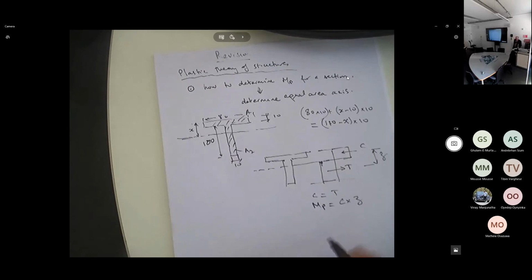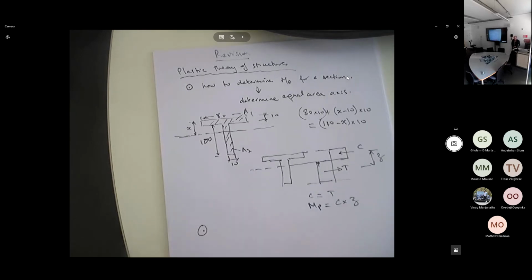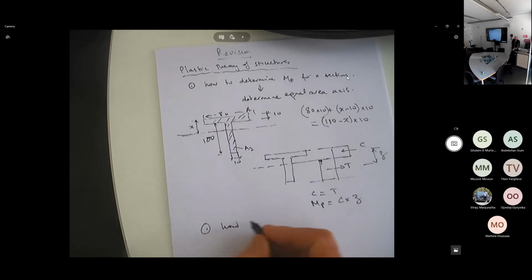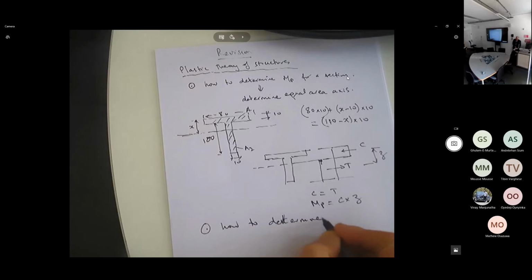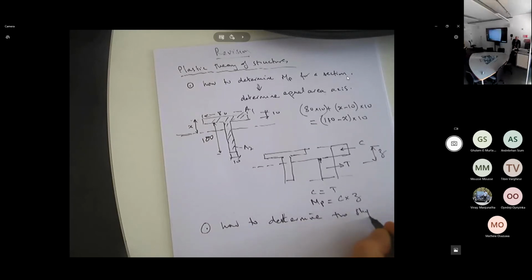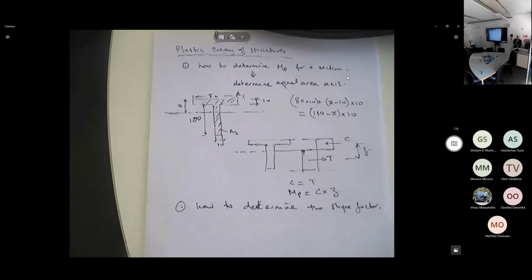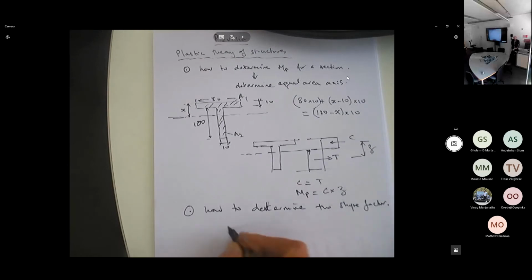The other thing we did and you need to know is how to determine the shape factor. The shape factor, okay? That's the other thing you need to know. If you use the definition of shape factor, alpha, what is the shape factor definition? Don't look at your notes. Your exam is tomorrow.